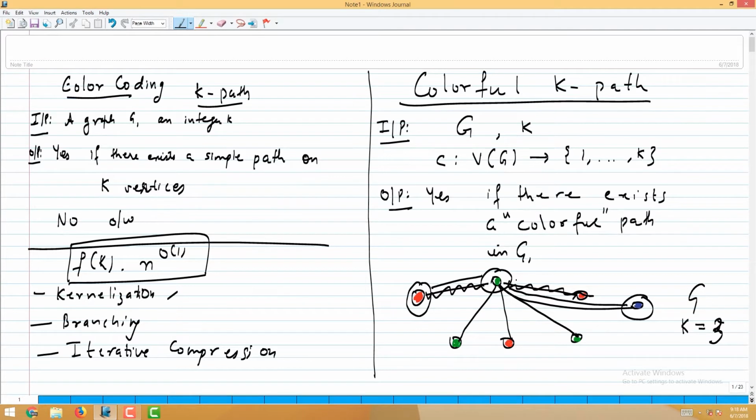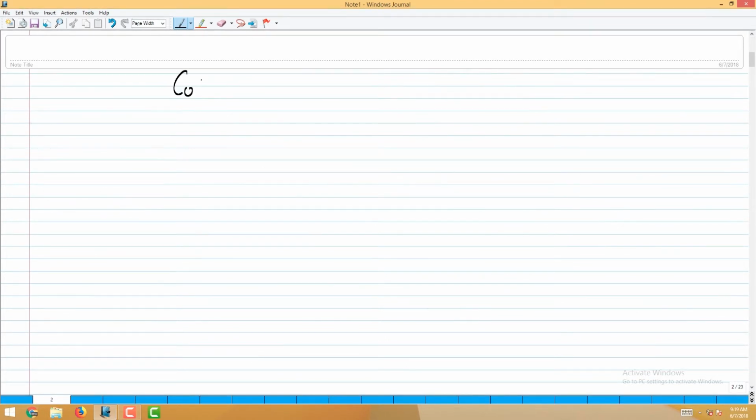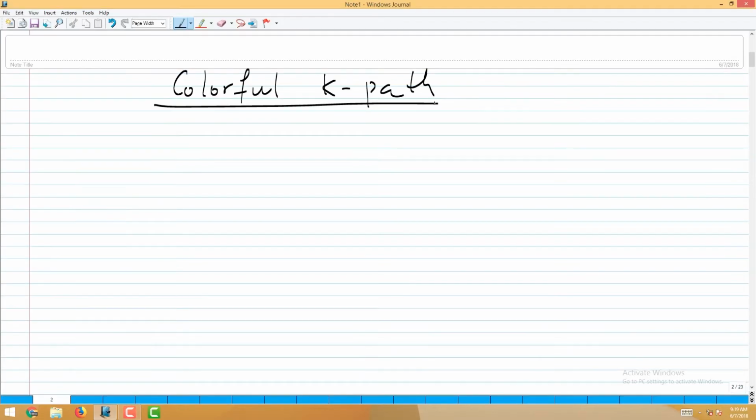First we'll see an algorithm to solve the colorful k-path problem. And then we'll see why it is enough to solve the colorful k-path problem in order to solve the original problem. So what we're trying to do now is solve the colorful k-path problem. So what is the input? The input is a graph colored with k colors.